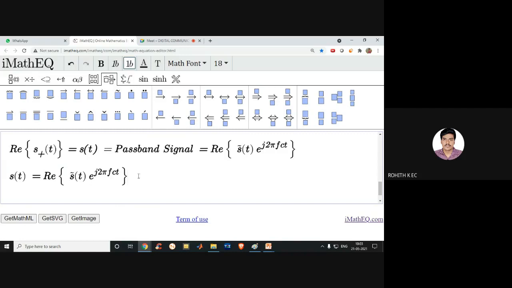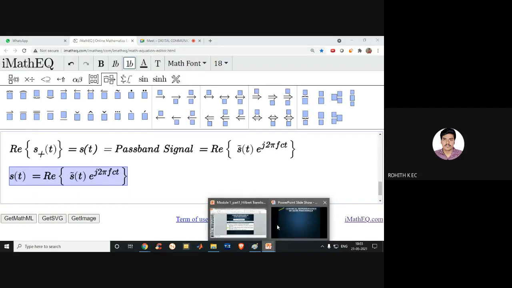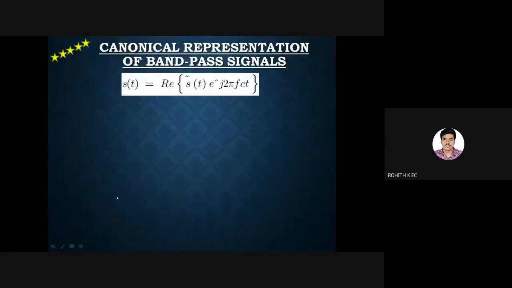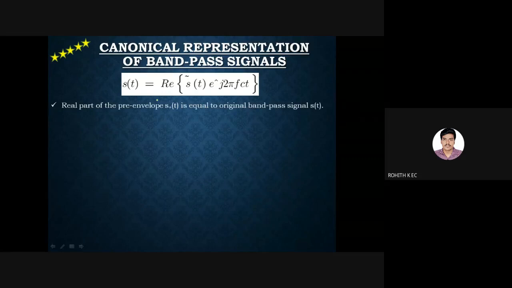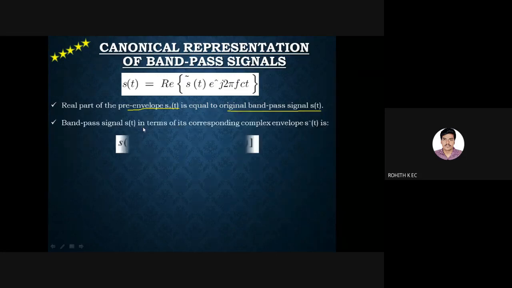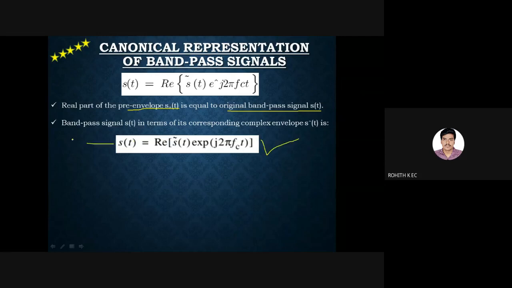Right. So now we will begin our canonical representation of the bandpass signal by considering this equation. Okay, so let's move on. This is the equation that I'm going to consider, that is s of t is equal to the real part of s tilde of t into e power j 2 pi f c t. Here this says that the real part of the positive pre-envelope is equal to the original bandpass signal, and this can be represented by this same equation. I call it equation 1.